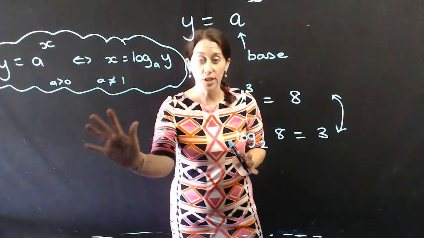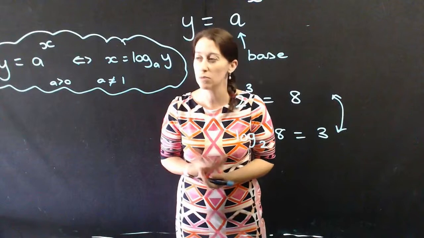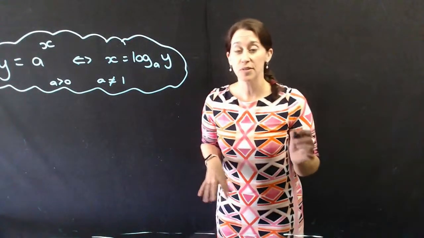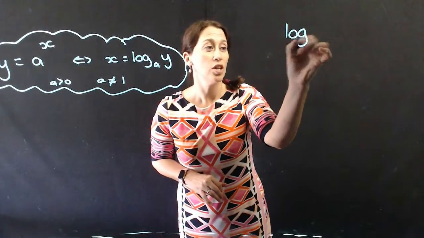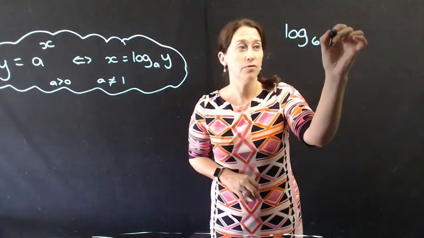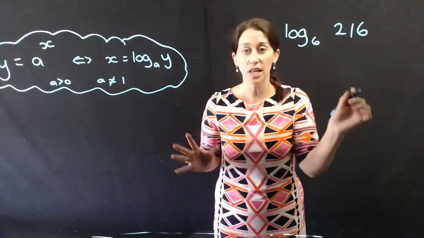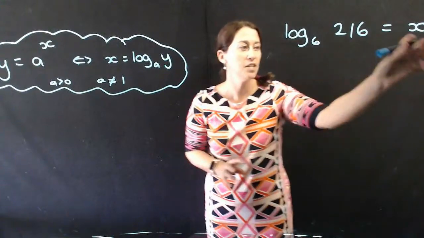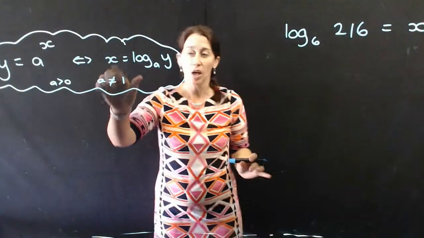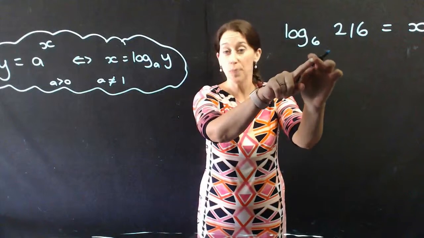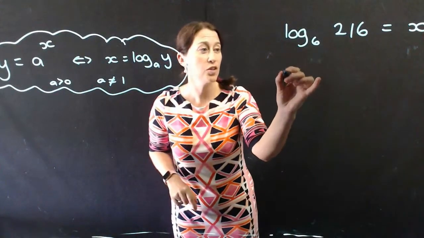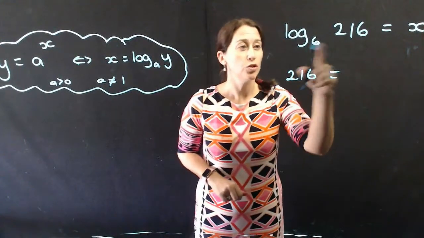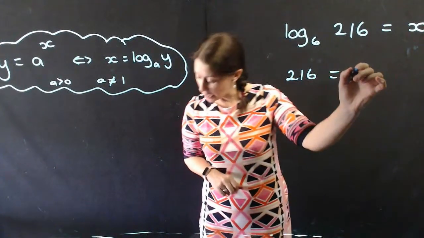I'm going to show you how we use this to calculate some logs without the calculator. So what I'm going to do is evaluate log to the base 6 of 216. Now, in order for me to use the equivalent expression, I need to say that it is equal to something. So let's have a look at this. Using this, the base is 6, so 216 is equal to 6 to the power x.